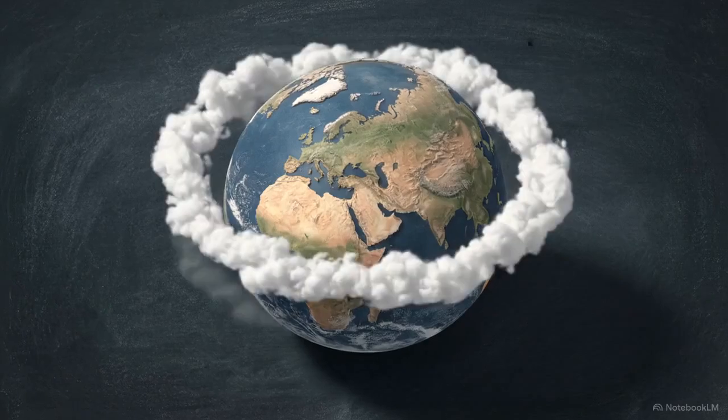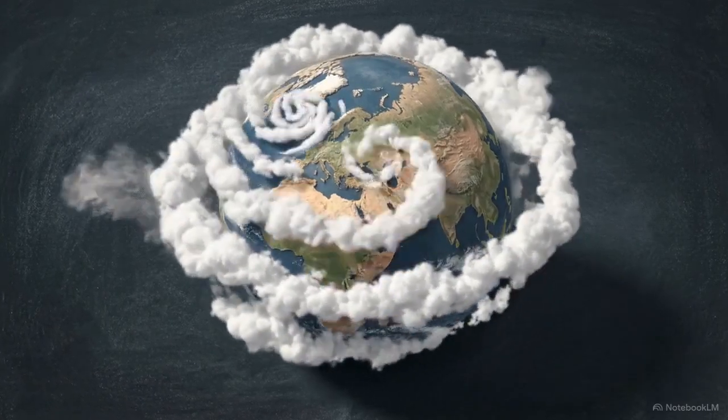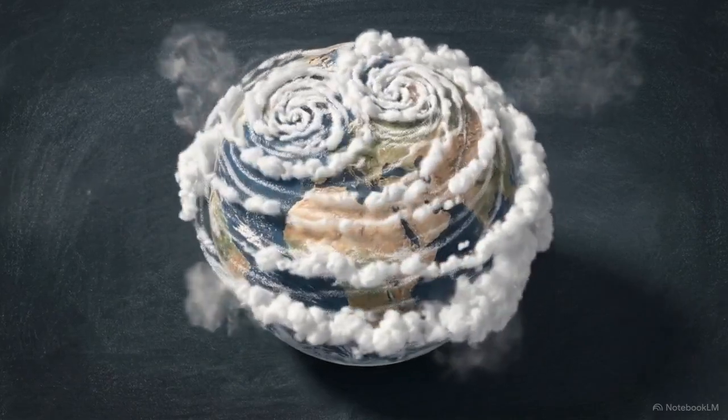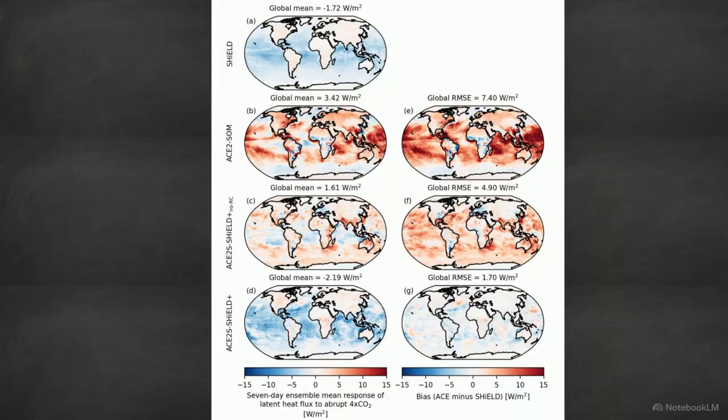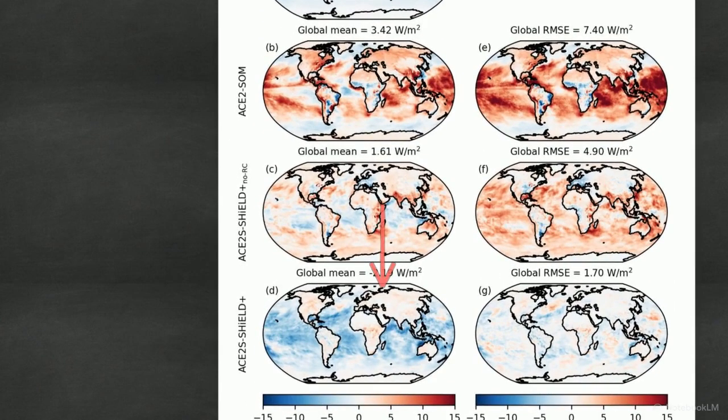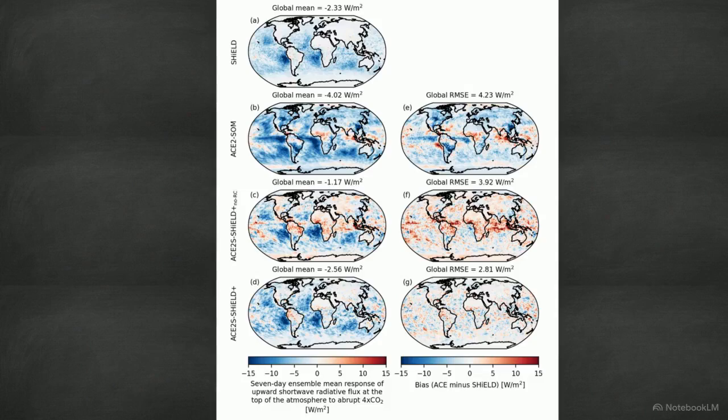An abrupt quadrupling of CO2 forces a massive reorganization of the planetary hydrological cycle and top-of-atmosphere radiative fluxes. These maps show the response of latent heat flux over the oceans. The upgraded model accurately predicts the expected reduction specifically over the subtropics, avoiding the massive error patterns of a legacy model. Highlighting the spatial patterns in these panels, we see the model captures the decrease in upward shortwave radiation at the top of the atmosphere, particularly over marine stratocumulus regions off the western coasts.